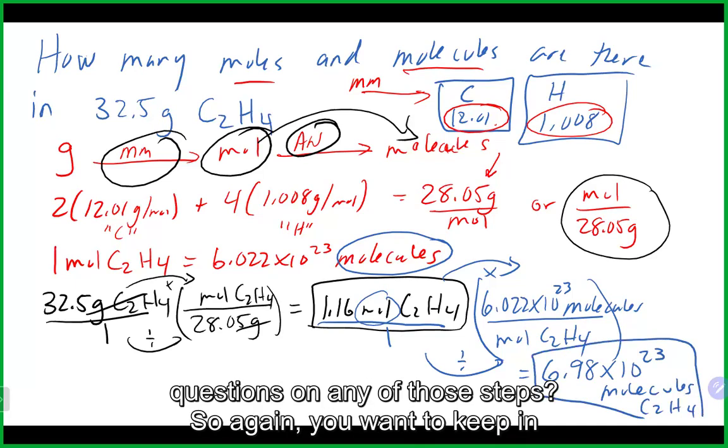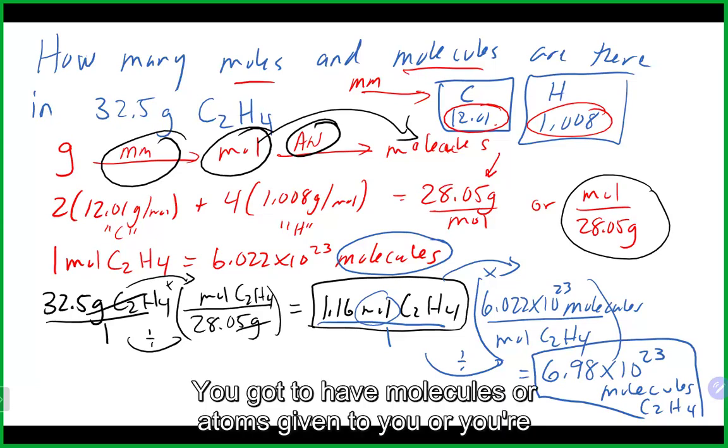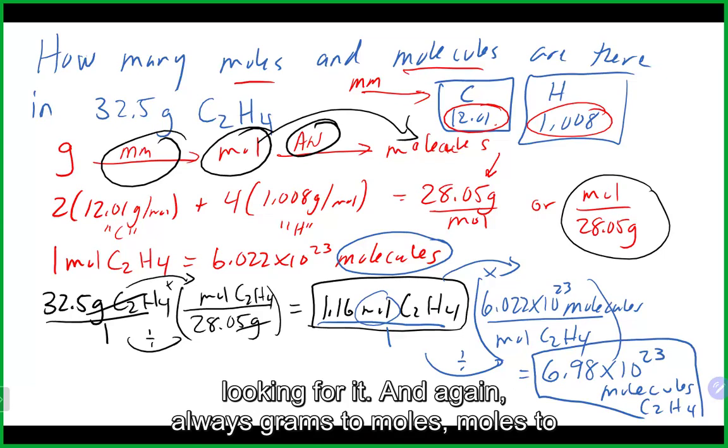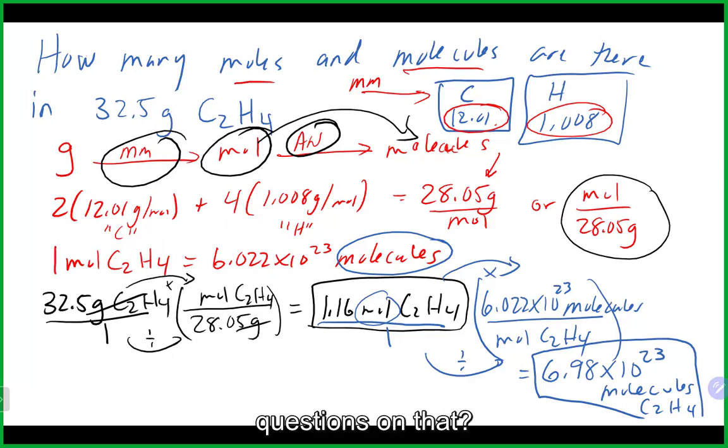Any questions on any of those steps? So again, you want to keep in mind not to use Avogadro's number in the wrong situation. You have to have molecules or atoms given to you, or you're looking for it. And again, always grams to moles, moles to grams, periodic table, molar mass is what you want. Any questions on any of that?